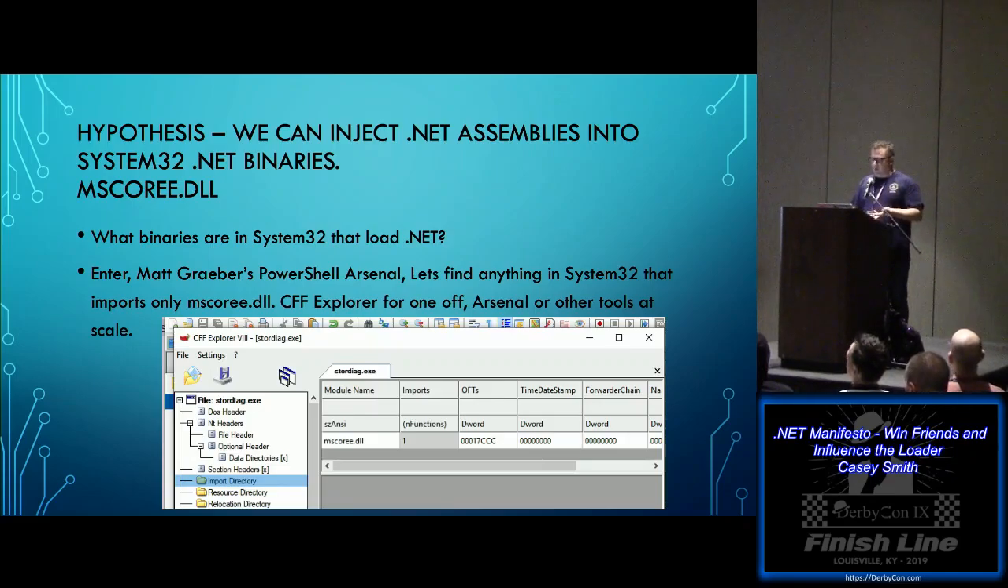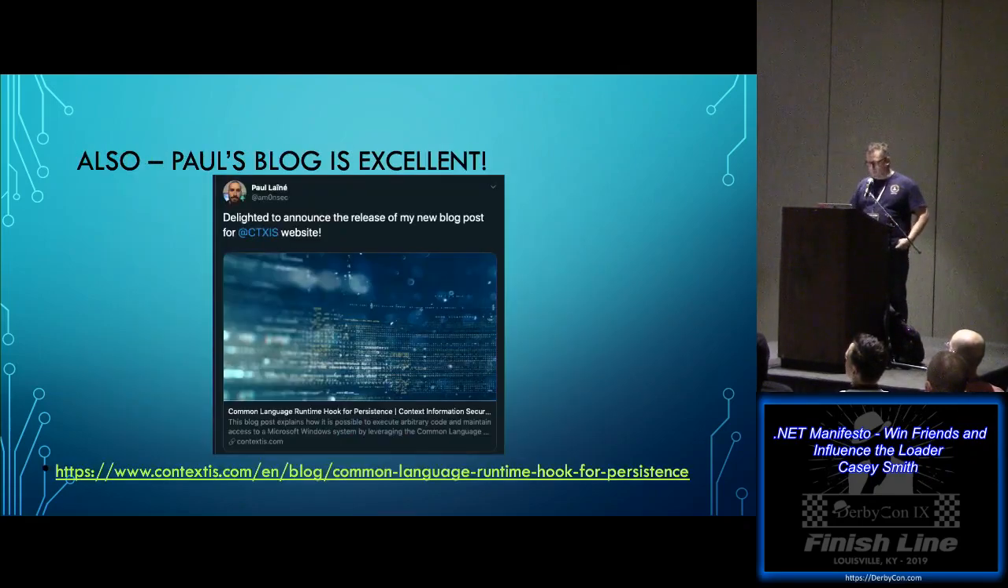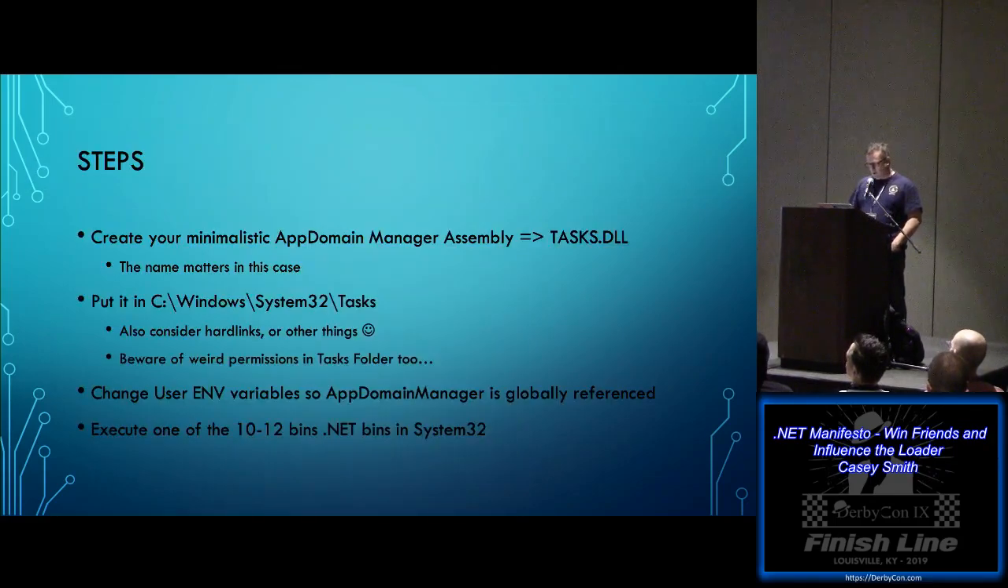I used Matt Graber's PowerShell Arsenal to search and see what are the things that are referencing the .NET framework. Matt had a really good tweet that basically said you can also use reflection load to determine the same thing. And also, Paul had a really good blog that defines a lot of what I'm describing here. I know we're going through this quick, but he did a really good job of looking at app domains and looking at persistence. So these are the binaries that will load .NET assemblies.